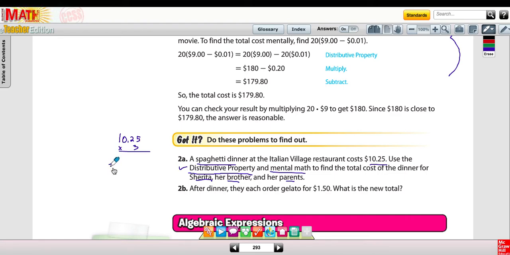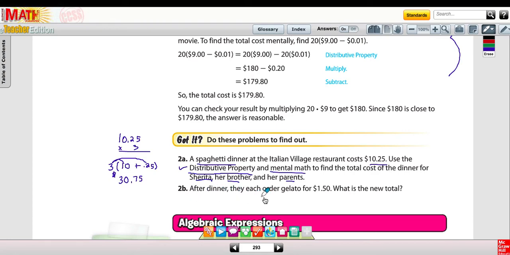We have 3 people, and then we can break down $10.25 to $10 plus 25 cents, okay? And we can distribute that and say 3 times 10 is going to be $30, and 3 times 25 cents is going to be 75 cents. And so we have the total cost of $30.75, okay?